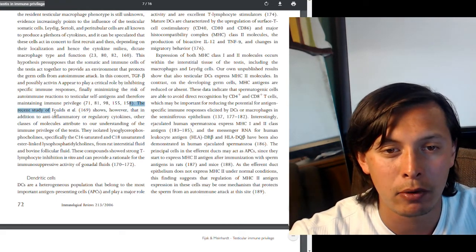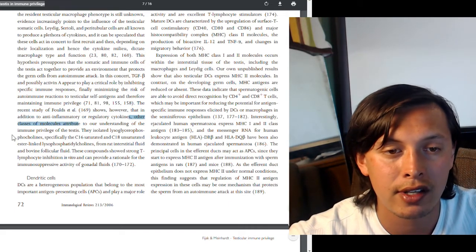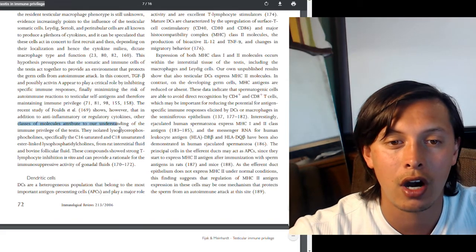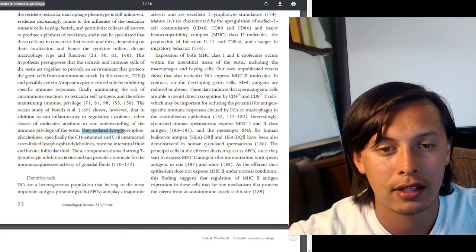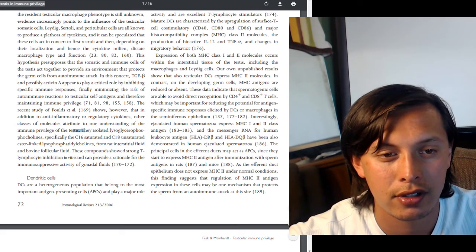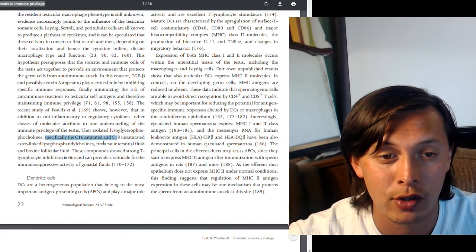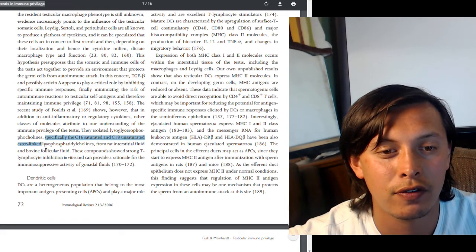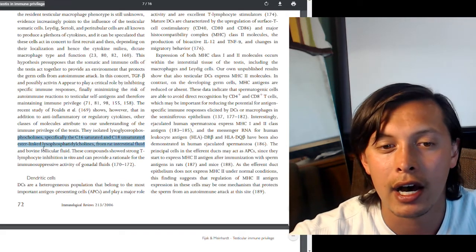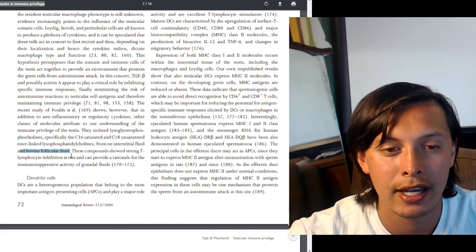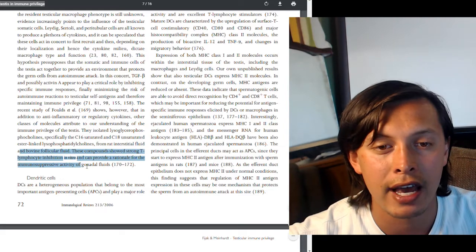The recent study of these people shows, however, that in addition to anti-inflammatory or regulatory cytokines, other classes of molecules contribute to our understanding of the immune privilege of the testes. They isolated lysoglycerophosphatidylcholines, specifically the C16 saturated and C18 unsaturated ester-linked lysophosphatidylcholines from rat interstitial fluid and bovine follicular fluid. These compounds showed a strong T lymphocyte inhibition in vitro and can provide a rationale for the immunosuppressive activity of gonadal function.